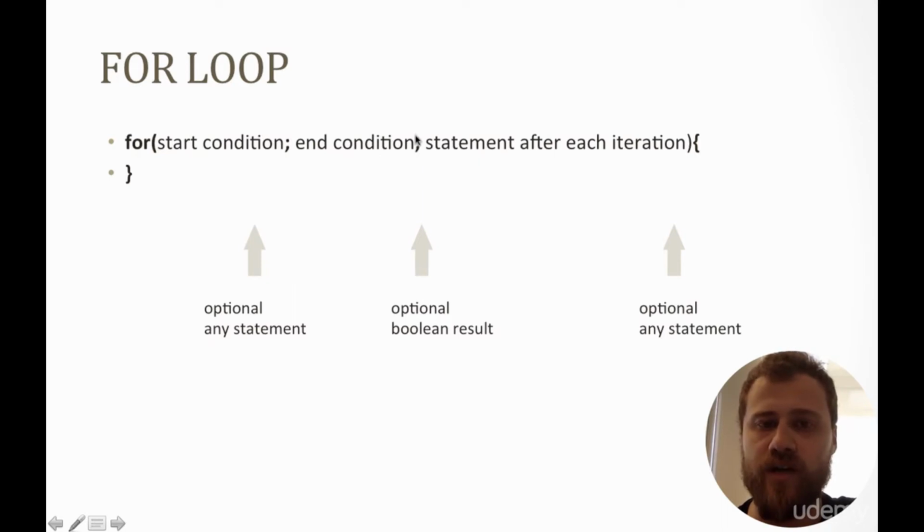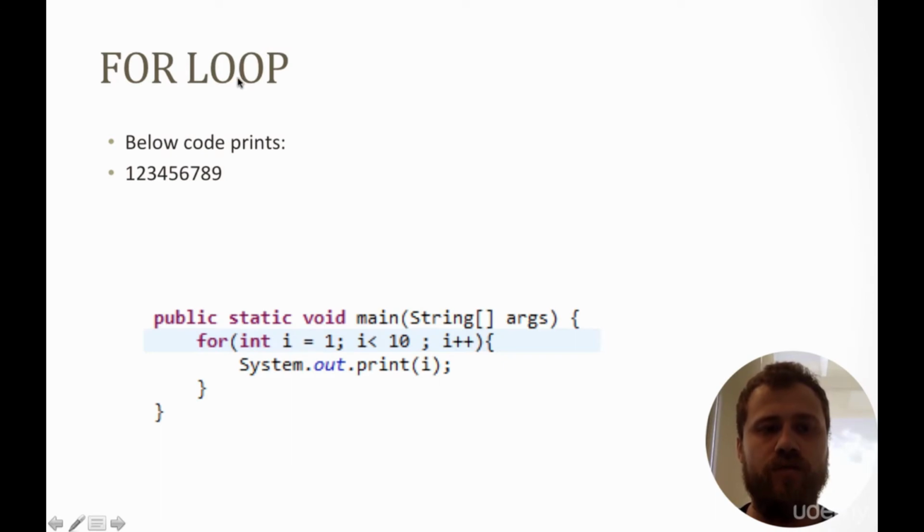And semicolon. After that, the statement after each iteration. And this statement will be executed after each iteration is executed. This is also optional, and it can be any statement. This can be a System.out.println statement, or this can be a value assignment to another variable. Okay. So here is the usage of the for loop.